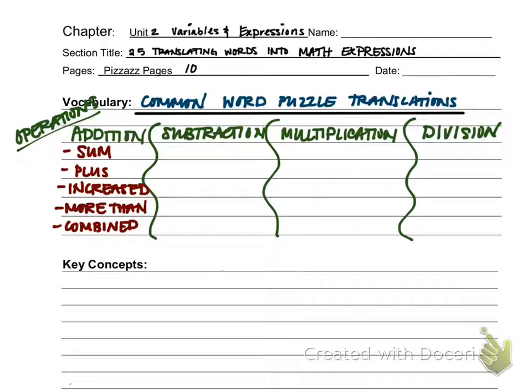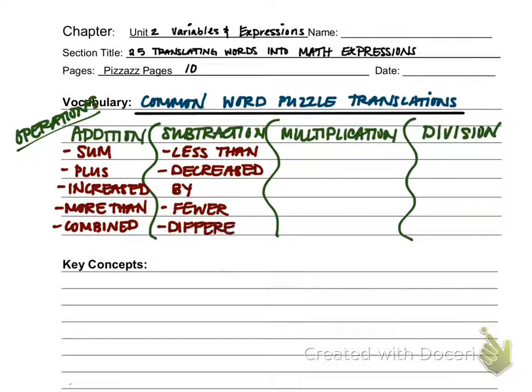When we take a look at addition, again, some of the main ways to go about this include sum, plus, increased, more than, or combined. Now let's take a look at some subtraction. Less than is a word for subtraction. Decreased is also a word for subtraction, decreased by rather. Fewer and difference.